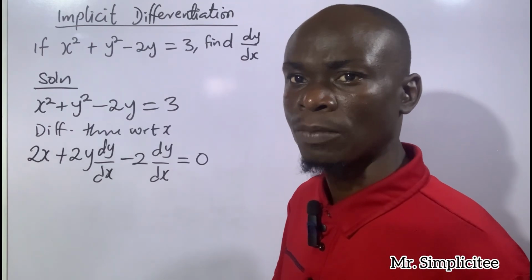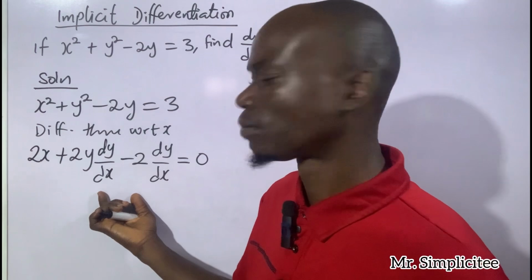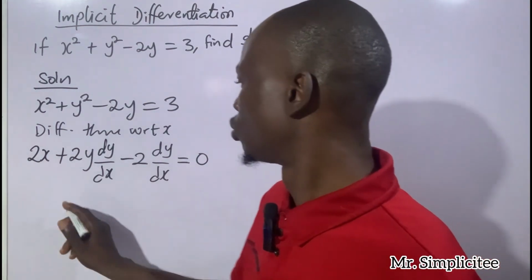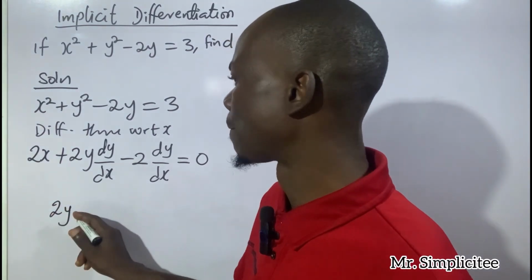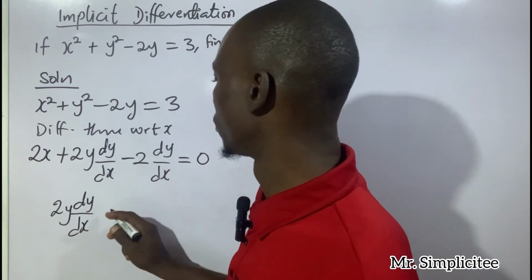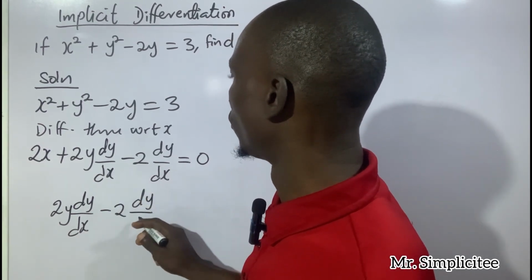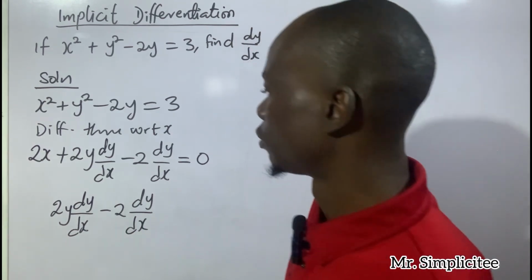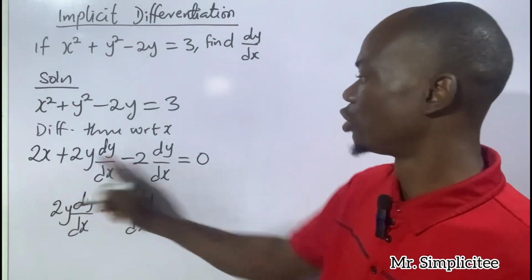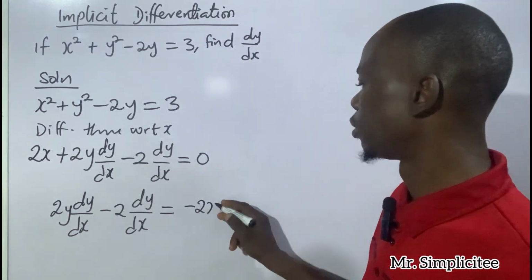So next, we're going to make the dy/dx stay on the left. We have two terms carrying the dy/dx, so we leave them on the left. So I have 2y dy/dx minus 2 dy/dx. Okay, then we have 2x cross to the other side, giving us minus 2x.